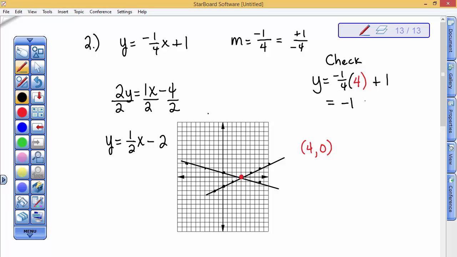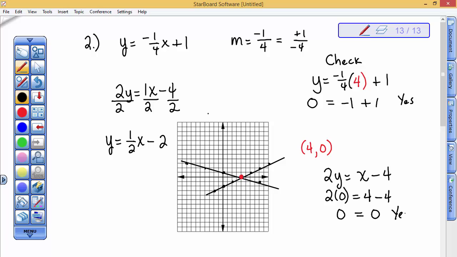So a -1/4 times 4 is a -1. And you add 1 to that. And is that equal to 0? Yes, it is. So it checks. The other original equation was 2y equals x minus 4. So if I plug in for y a value of 0, and then I plug in for x a value of 4, is 0 equal to 0? Yes, it is, and I know I found my correct solution.